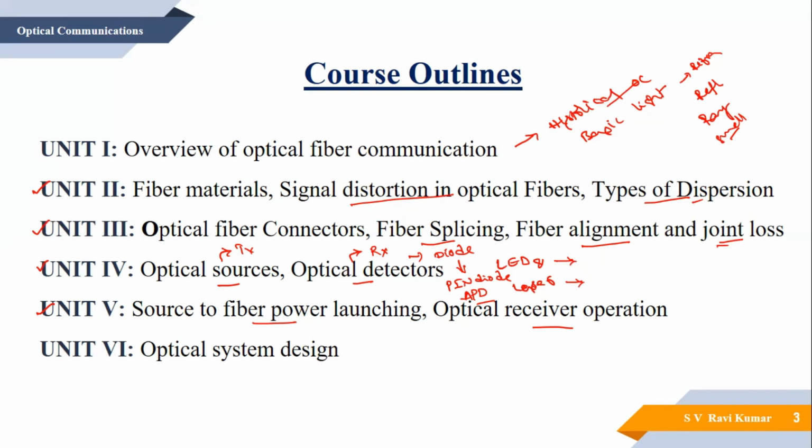And in the next topic, optical receiver operation, we are going to use the complete optical receiver block diagram and how it is going to operate, and what different types of errors we are going to have. So sources of errors and how to calculate the errors will also be discussed.